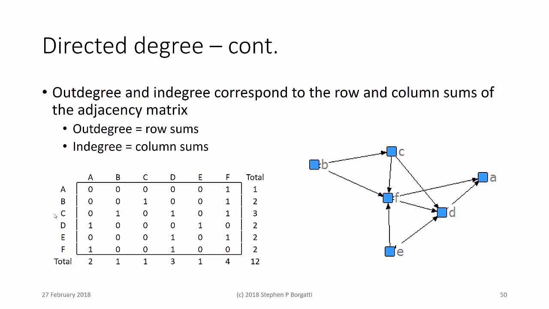One thing I would point out is that the average out degree, if I took the sum of all these, is 12 and I divided by 6, I get 2. And if I did the same thing for the in degrees, I took the average in degree, it would also be 2. And it will be that way in every matrix you ever do.